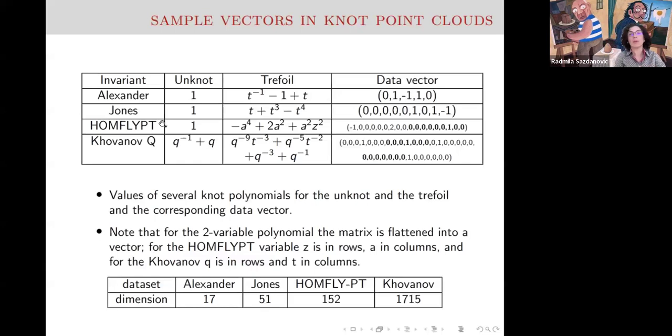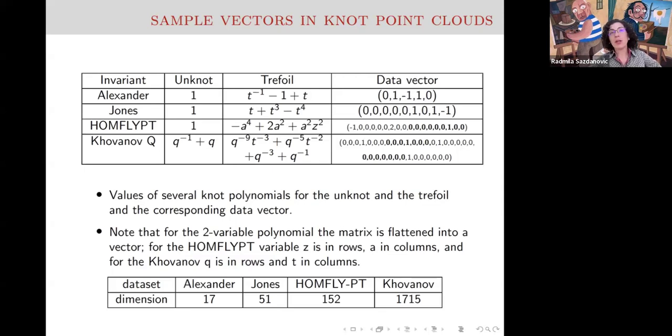HOMFLY-PT is a two-variable polynomial. So we just treat it as a matrix that we flatten into one long vector, which is not the most natural thing and probably not the right thing to do. So if you have any ideas, please do let me know. That's true both for the Khovanov polynomial and the HOMFLY-PT.